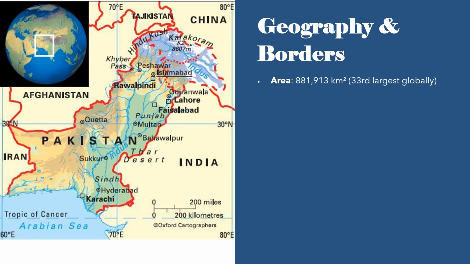First off, Pakistan spans over 881,913 square kilometers, making it the 33rd largest globally. That's not just a number, it's a vast and diverse landscape stretching from towering mountains to expansive deserts and a strategic coastline. Now let's talk about its neighbors.